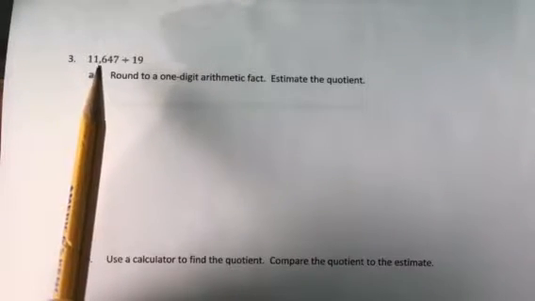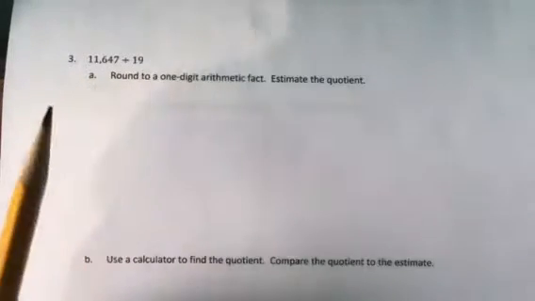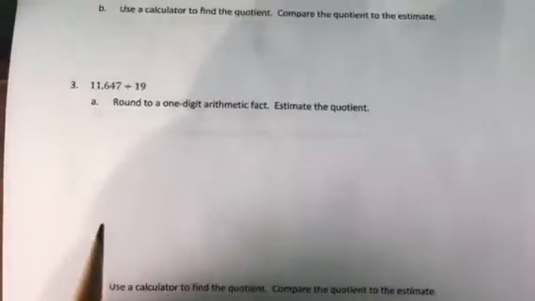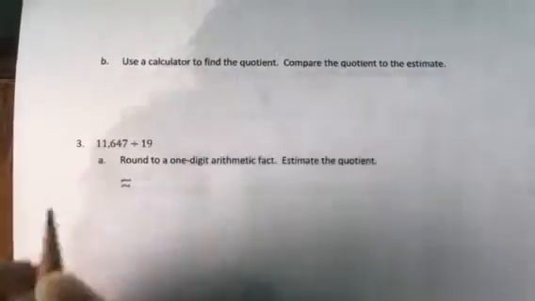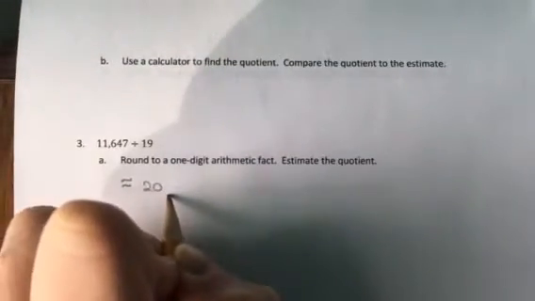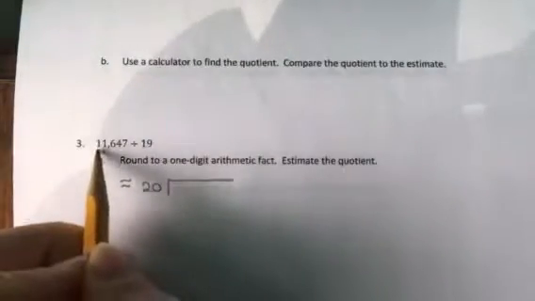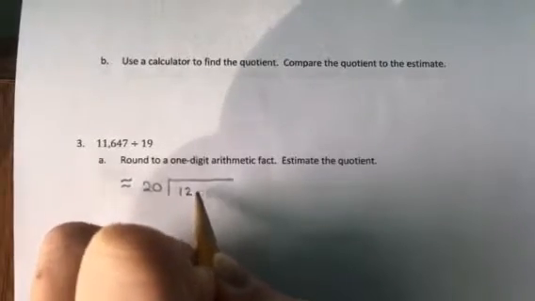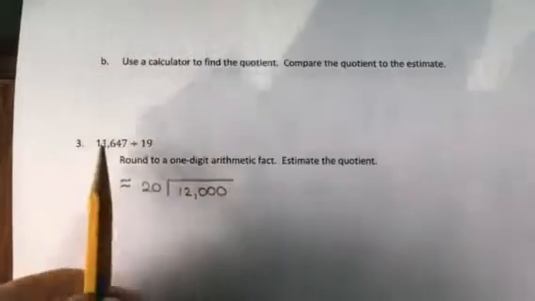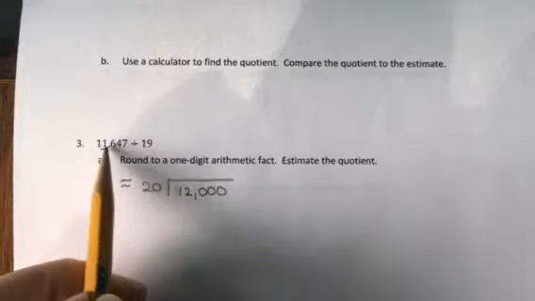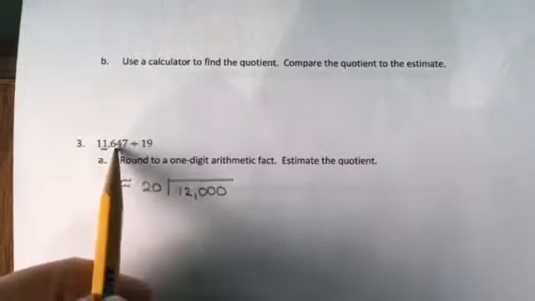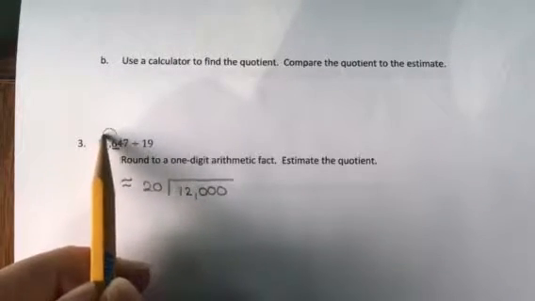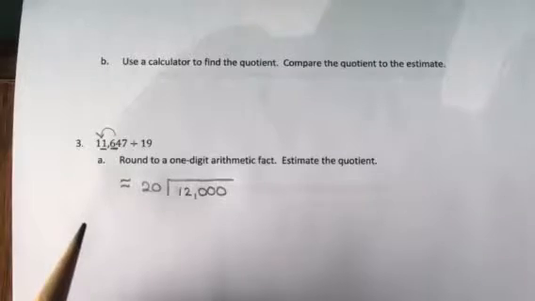So if I have 11,647 and I divide by 19, I want to make this a 1-digit arithmetic fact. I'm going to start with taking 19 and rounding it to 20. And then 11,647 and turning that into 12,000. We're simply rounding up. I was at a 1, but my next-door neighbor is a 6, which is 5 or greater, so I'm going to increase my number by 1.